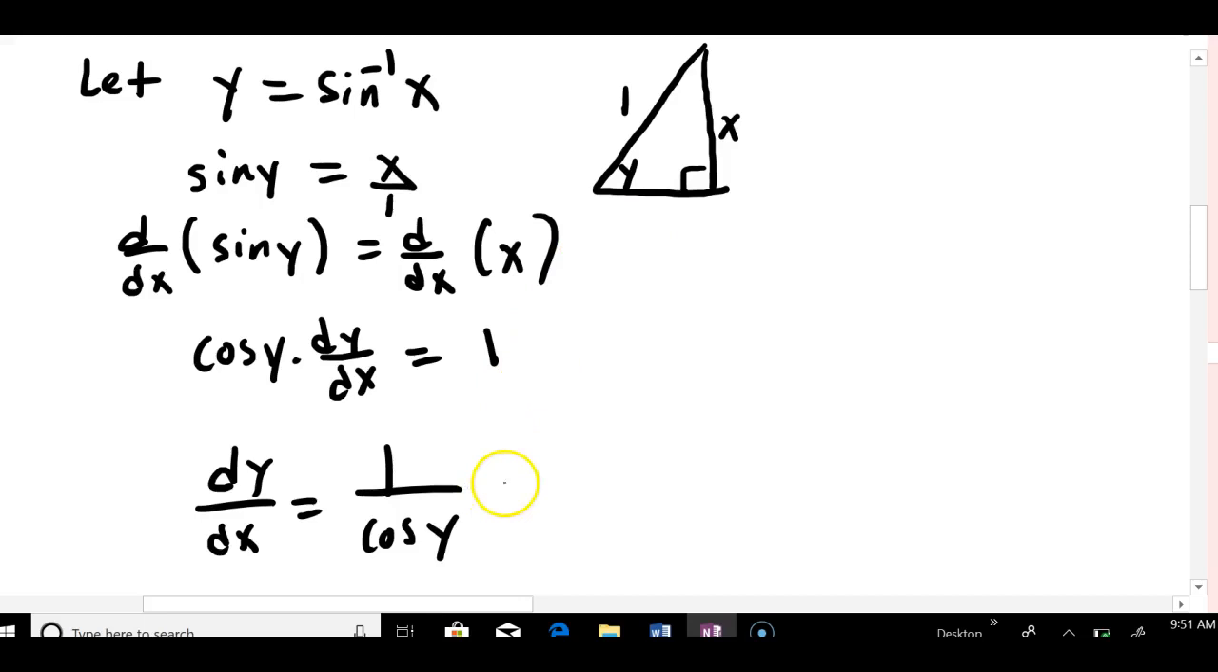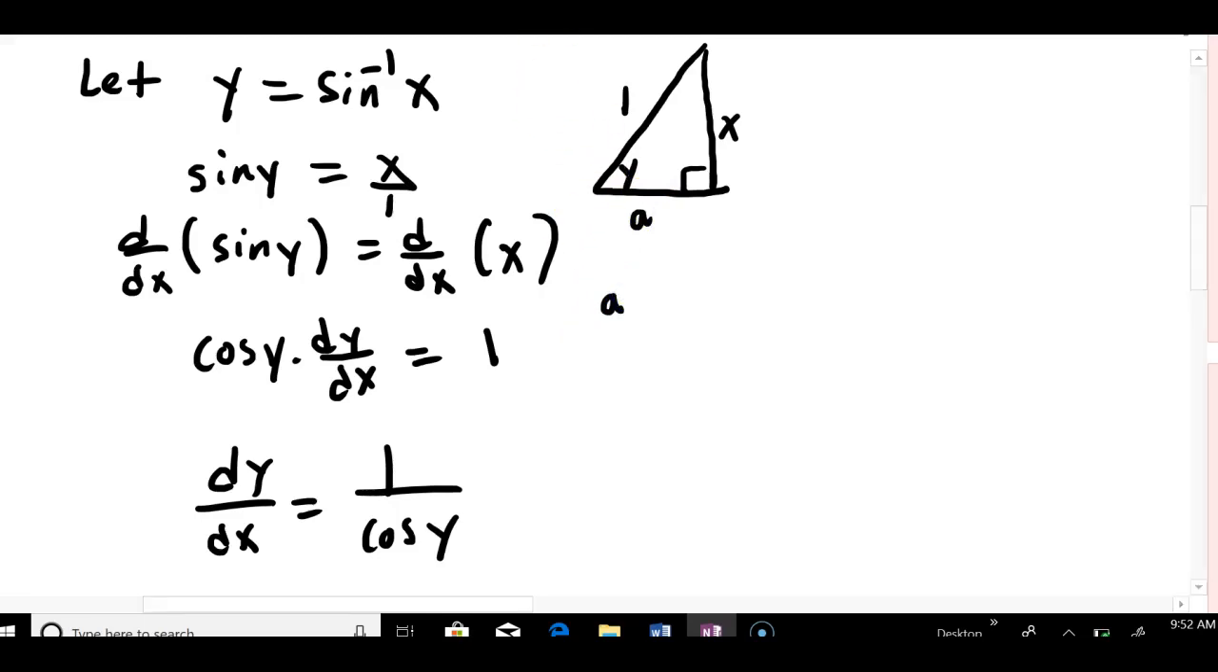I want to know the cosine of this angle, cosine y. If I want to find the cosine of the angle, then I need to know what the adjacent side is. So just using Pythagorean's theorem, the adjacent side, I don't know what you want to call that, but sure.